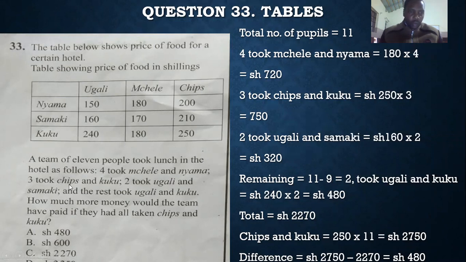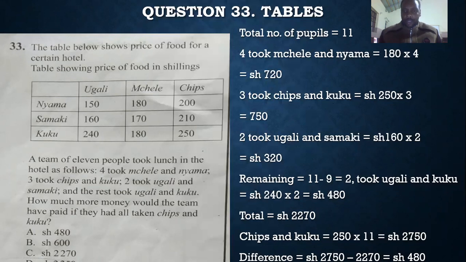We have 3 who took chips and kuku. We stand where chips is and where kuku is. Move down for chips, kuku move across, they meet at 250. So the 3 who took chips and kuku each paid 250, which is 750. 2 took ugali and samaki, stand where ugali is and where samaki is, move down and across, and they meet at 160. So the 2 of them paid 160 times 2, which is 320.